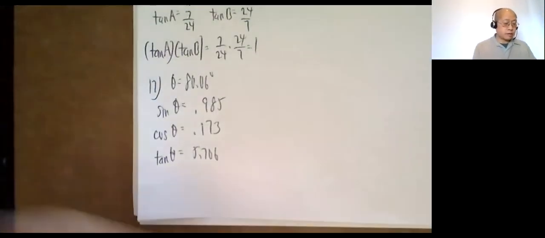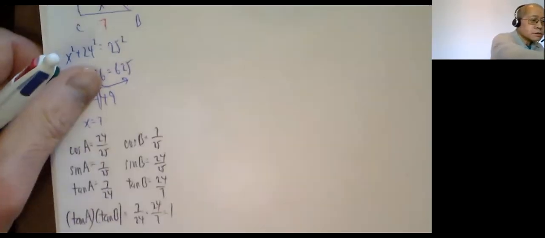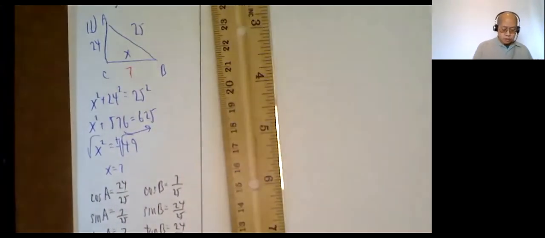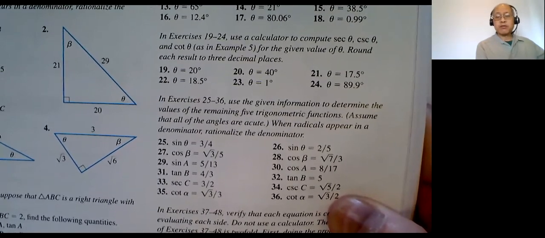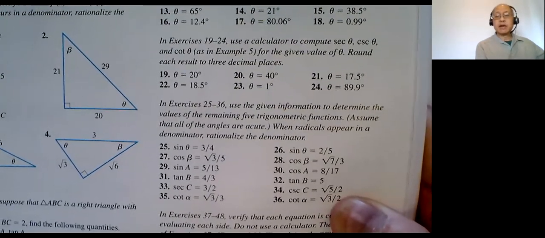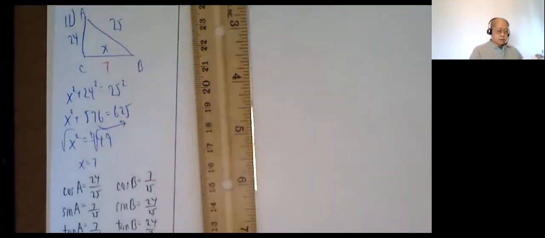Okay, so I'll show you what I mean. I'll show you how to do one of these. They're all pretty much equivalent: 19, 21, 23. 21 has a decimal. I'll do 21, and you do 19 and 23. Okay, theta is 17.5 degrees.